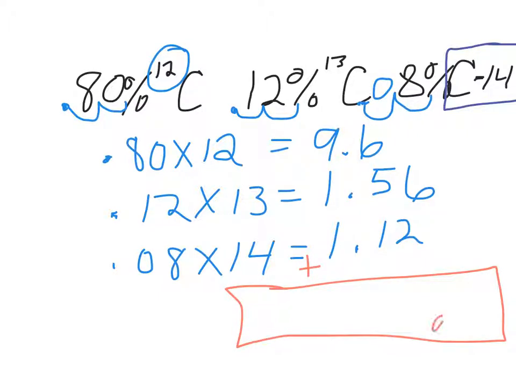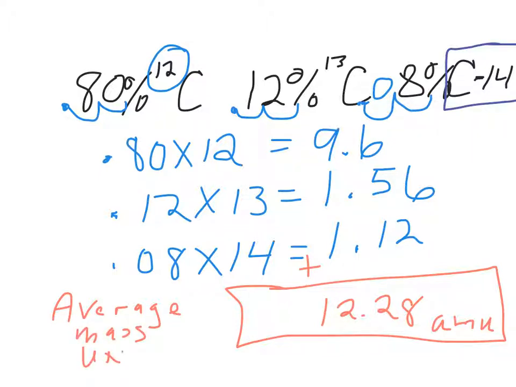What is my total? I'm sorry, I didn't hear that. 12.2? 12.28. This is my AMU. That is my average mass unit. That's how you calculate that, okay?